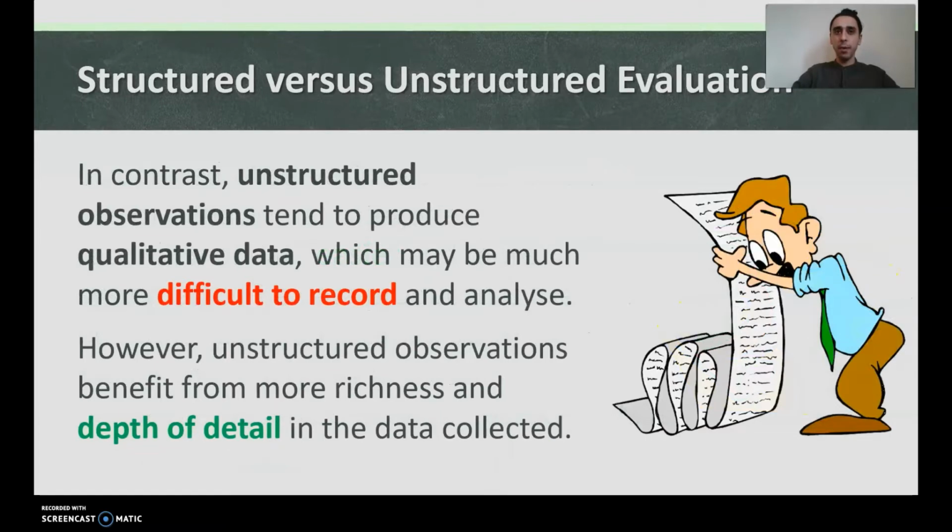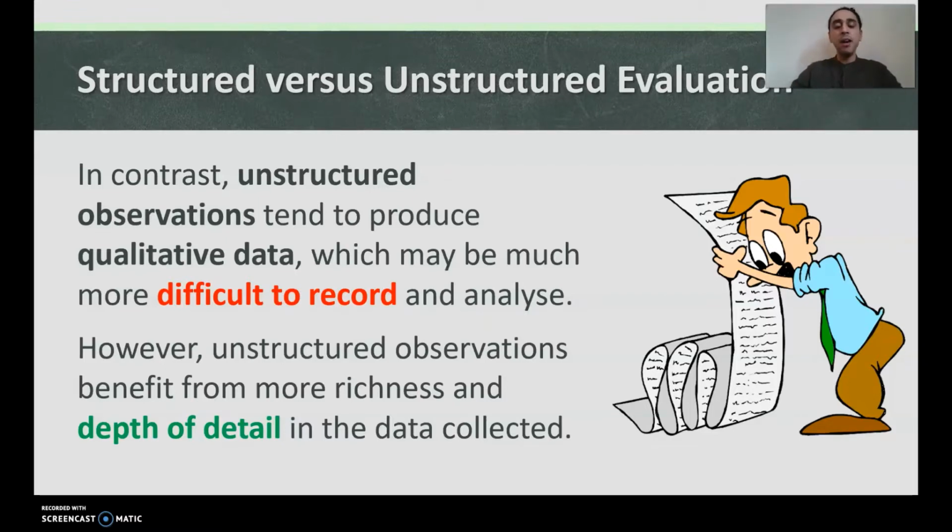In contrast, however, unstructured observations tend to produce qualitative data, which may be much more difficult to record and analyze. Quantitative data is with numbers because it's got an N. Qualitative data is with an L because it's about literature, it's about words. So qualitative data would be with an unstructured observation where I'm literally just writing every single thing that I'm seeing. Okay, so our student is writing, that person is talking, this one's on their phone. I'm writing all like that rather than a structured observation where I've got the categories and I'm putting numbers, I'm tallying.